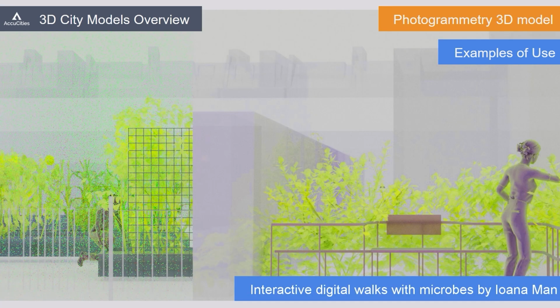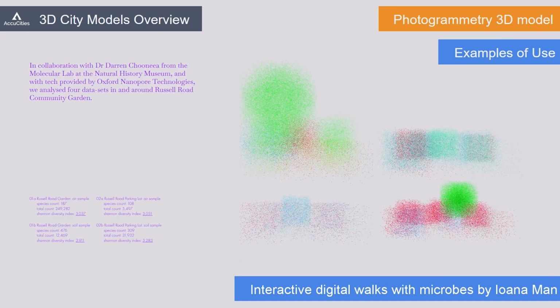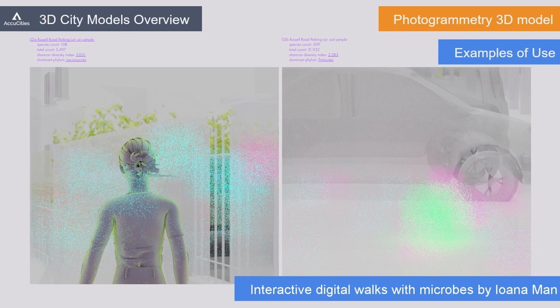The last example of using 3D city models for designing more livable cities is an innovative project by Ioana Man. She explored how architecture can collaborate with biology to create a more sustainable built environment. She conducted microbes DNA sequencing and identification and used a photogrammetry 3D city model to take into account the existing urban density and land use.